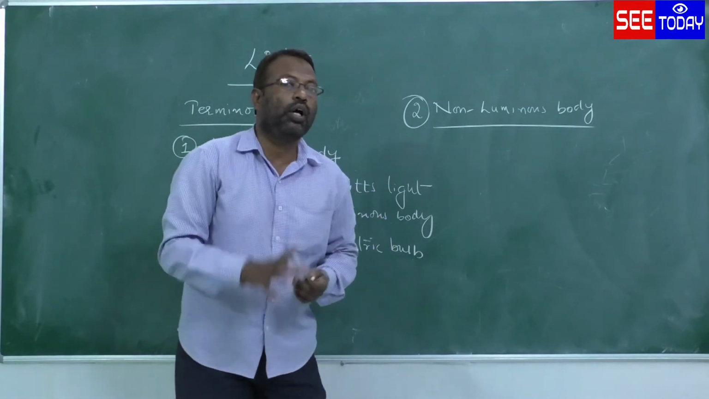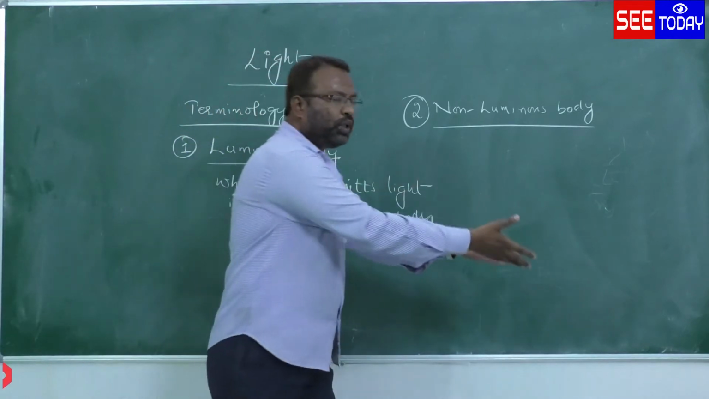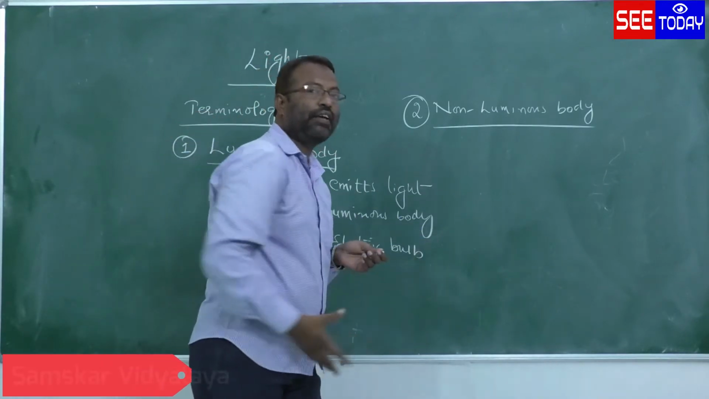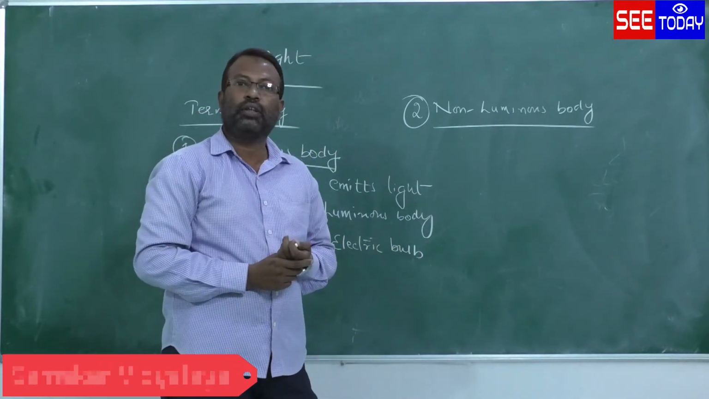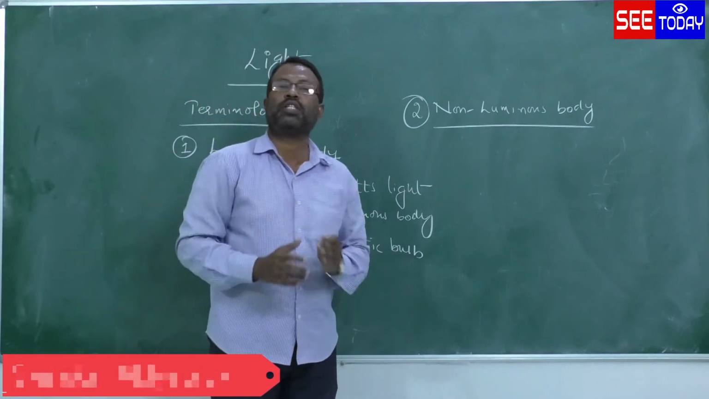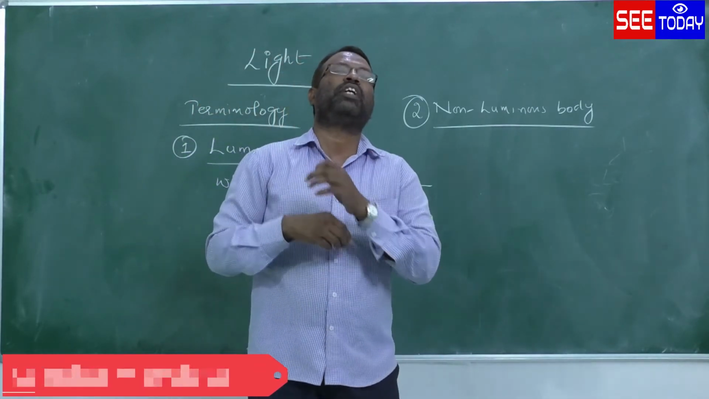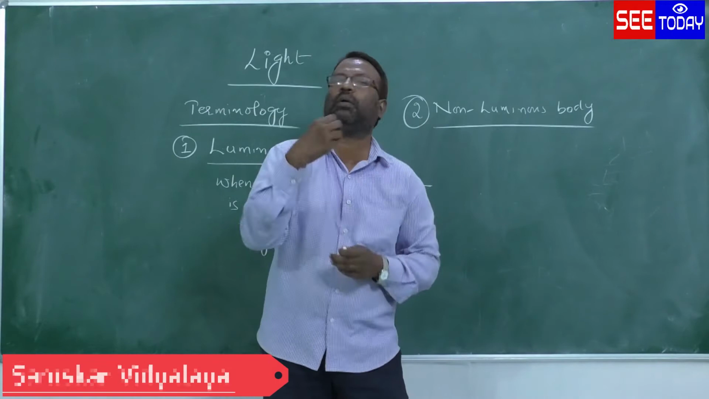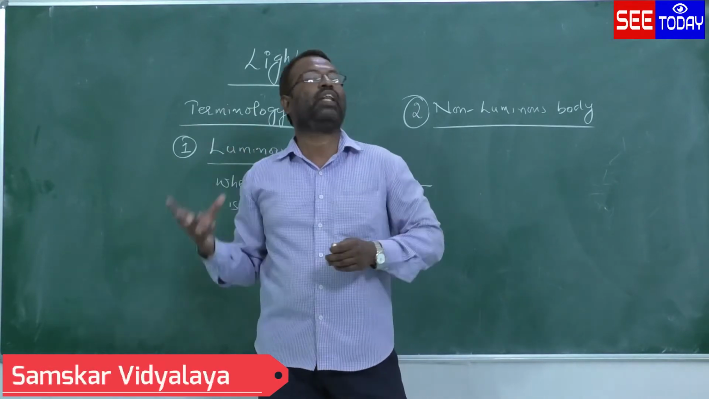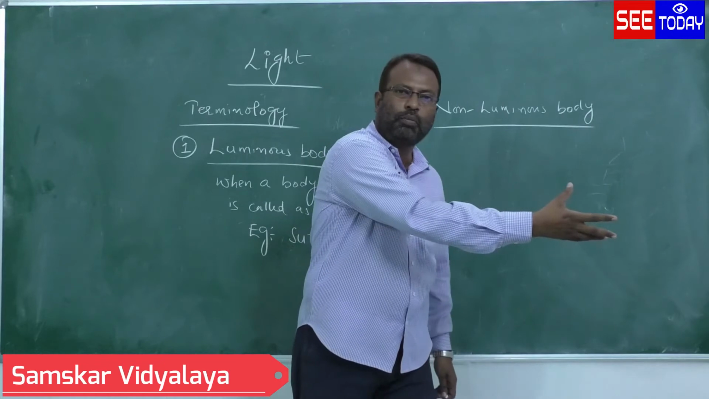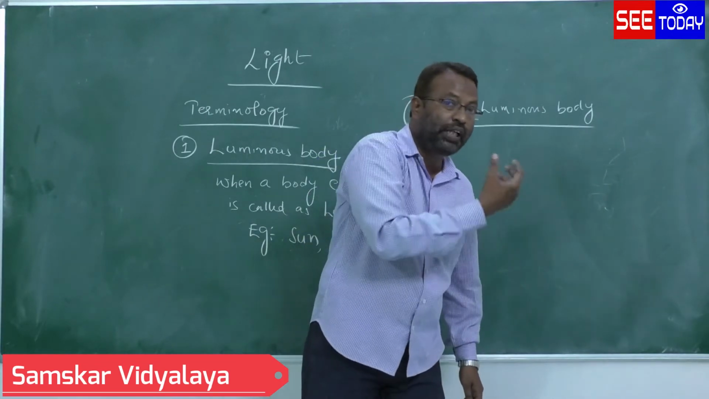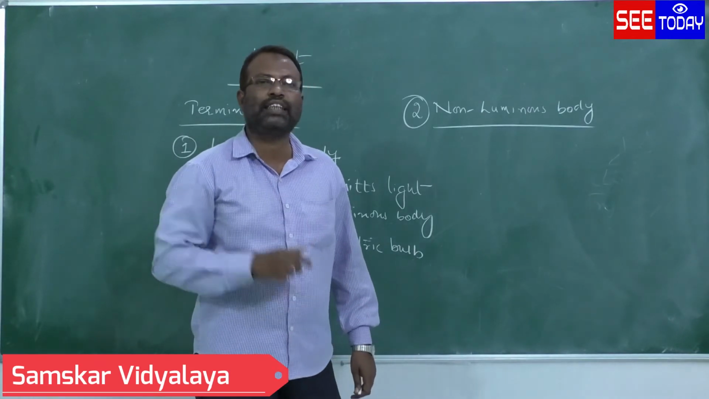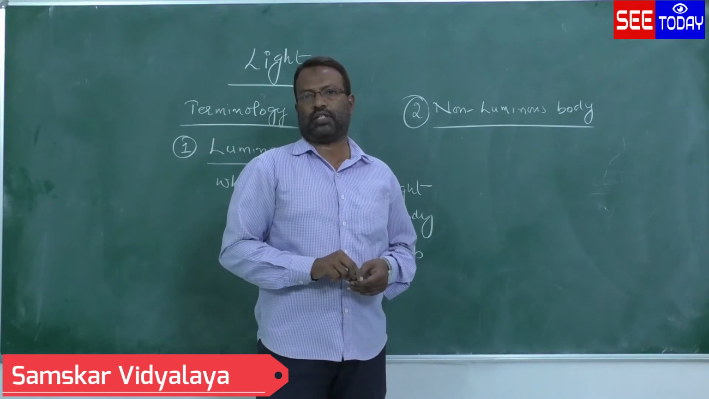Is it clear? When the light falls onto the chair, the chair will reflect the light back. You can see the chair. Chair will become non-luminous. So what I will say about a non-luminous body is that it will not emit its own light. It is not the emitter. But when light falls from somewhere onto that body, it has a capability to reflect the light. Those bodies we are calling non-luminous bodies.